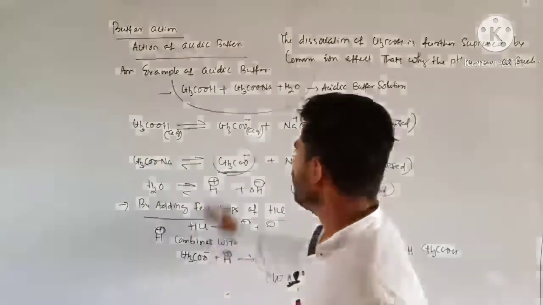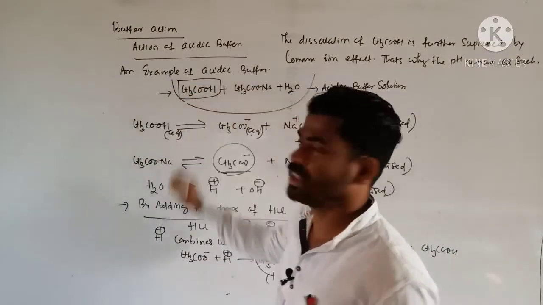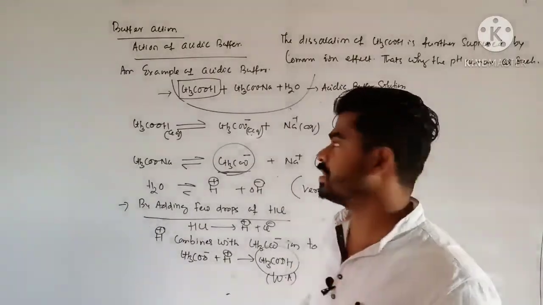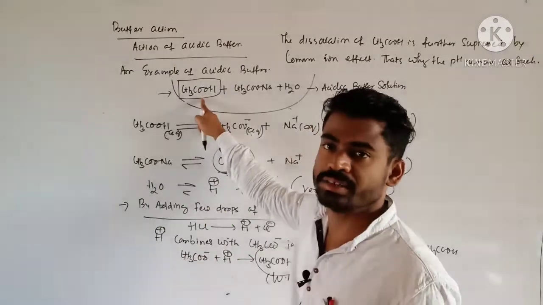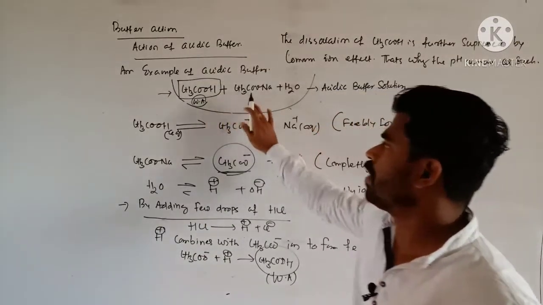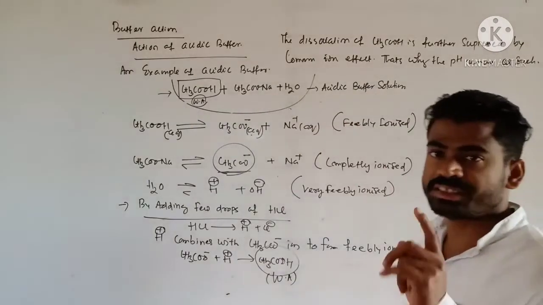That's why this one is a buffer solution and this one is an acidic buffer. Why acidic buffer? Because of the weak component we have to consider. You see, the pH remains the same. That means it depends upon the dissociation of what? Weak electrolyte, CH3COOH. This one is the weak component. So that's why this buffer is an example of an acidic buffer.